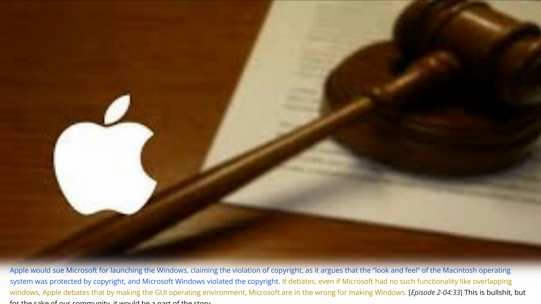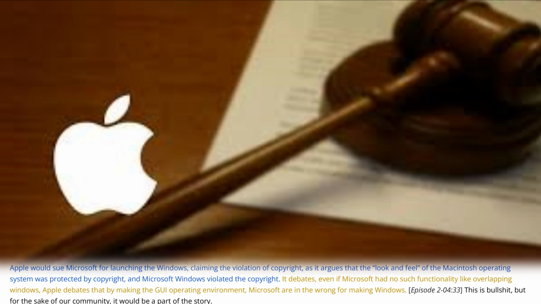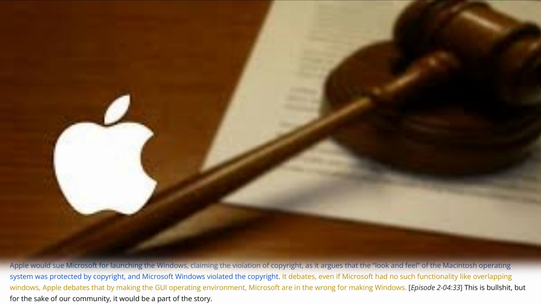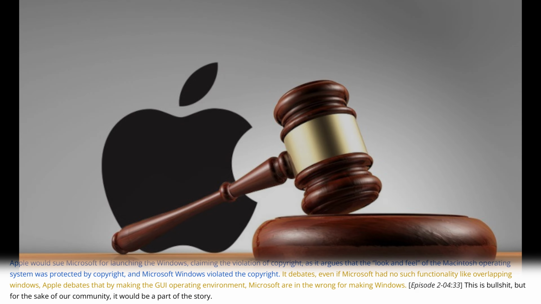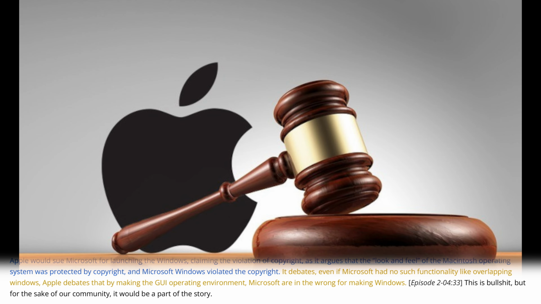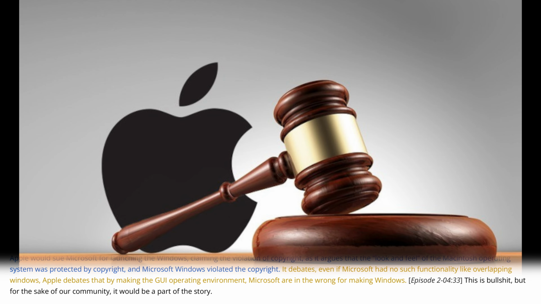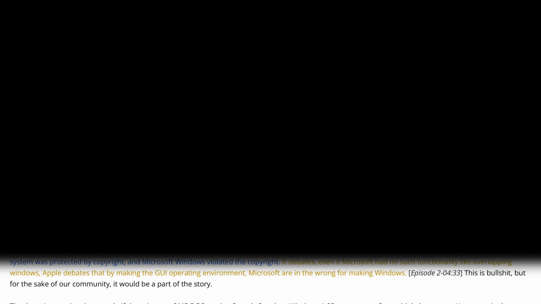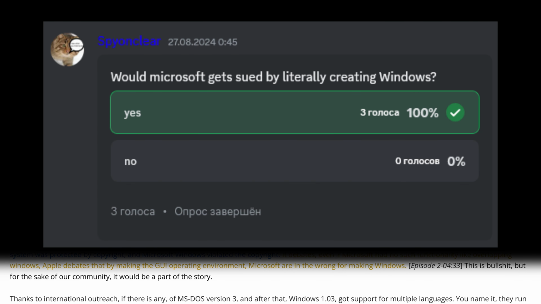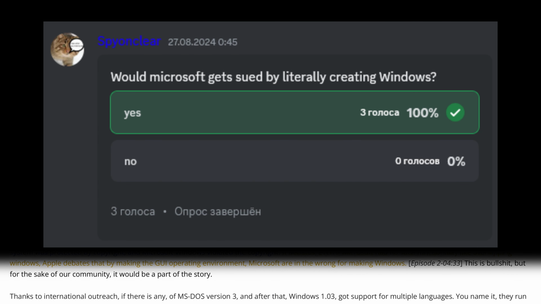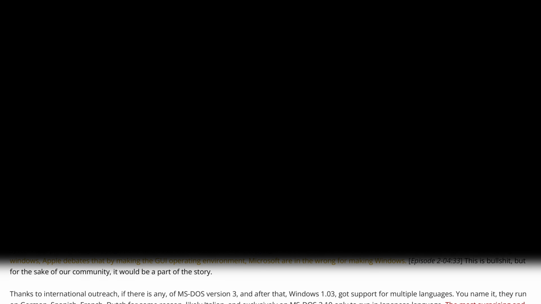That's pathetic. Apple would sue Microsoft for launching Windows, claiming a violation of copyright, as it argued that the look and feel of the Macintosh operating system was protected by copyright, and Microsoft Windows violated it. Apple argued that even if Microsoft had no functionality like overlapping windows, by making a GUI operating environment, Microsoft was in the wrong for making Windows. This is bullshit, but for the sake of our community, it would be a part of the story.